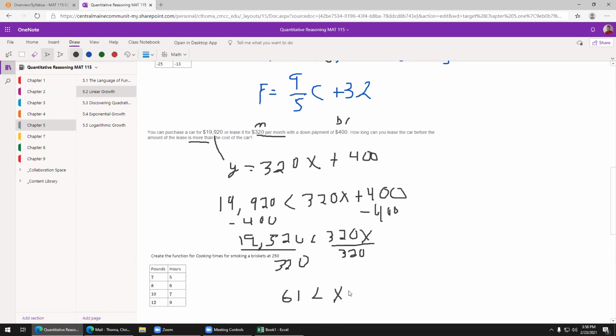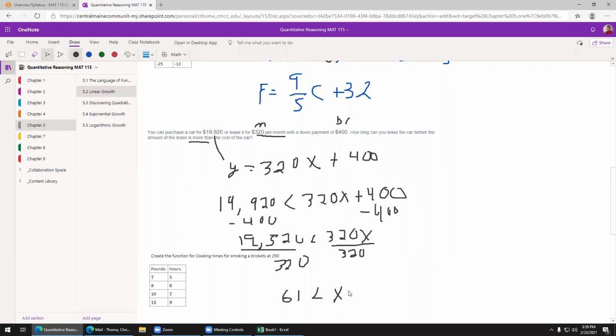So if you're going to buy a car and you want to know if it's better to lease or to buy it, well, ask yourself how long you're going to have it. If you're going to have it for less than 61 months, you'll actually save money leasing it. If you're going to have it longer than 61 months, you would actually save money purchasing it.